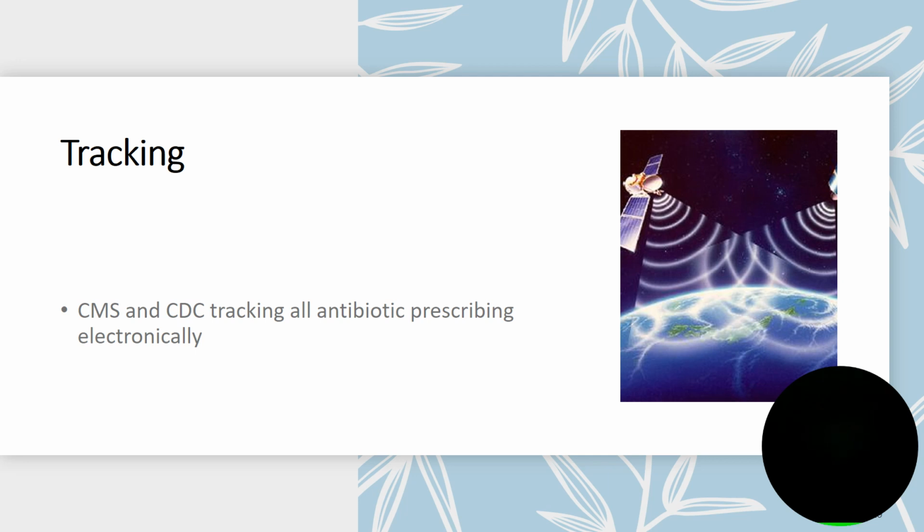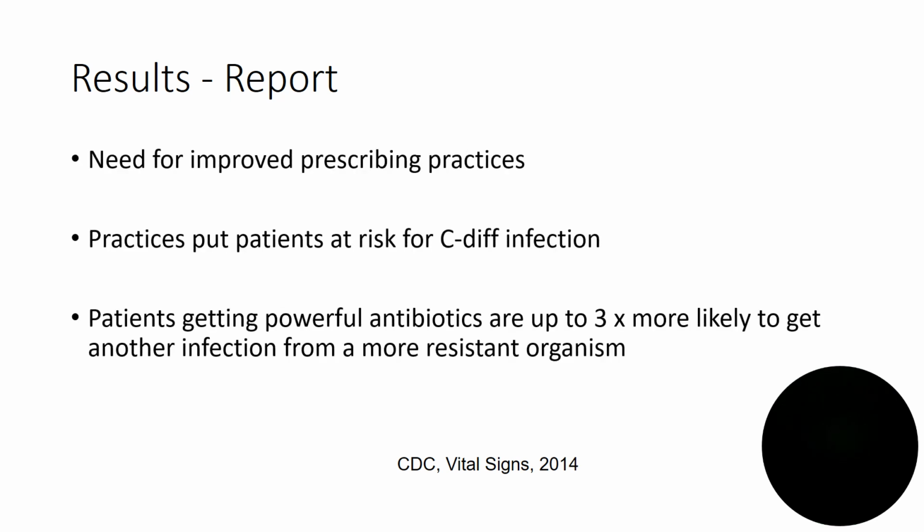So in talking about Ebola, MERS, and Mpox, I think you can see that we're in pretty good shape with regard to those diseases. Where our problem lies is antibiotic resistance, and that we now have diseases, illnesses we cannot treat. The Center for Medicare and Medicaid Services and the CDC have been tracking all antibiotic prescriptions electronically. The first report that they issued as a result of this tracking was published in 2014.